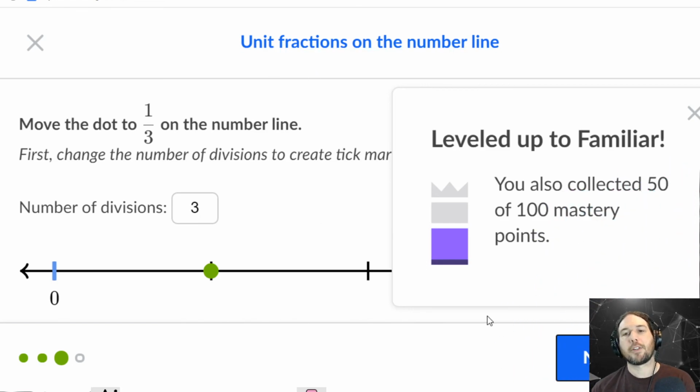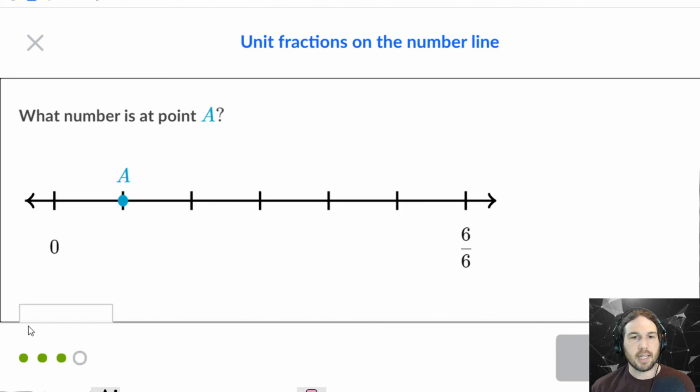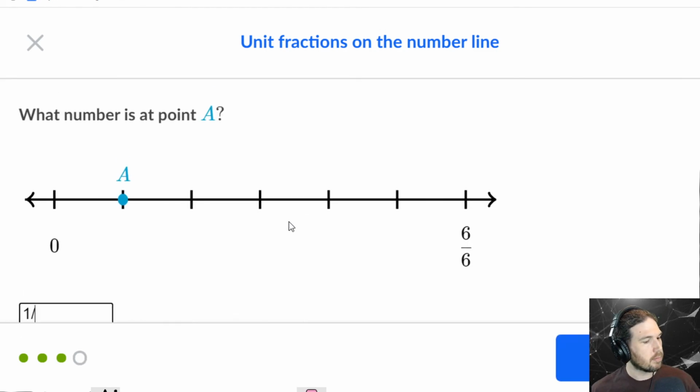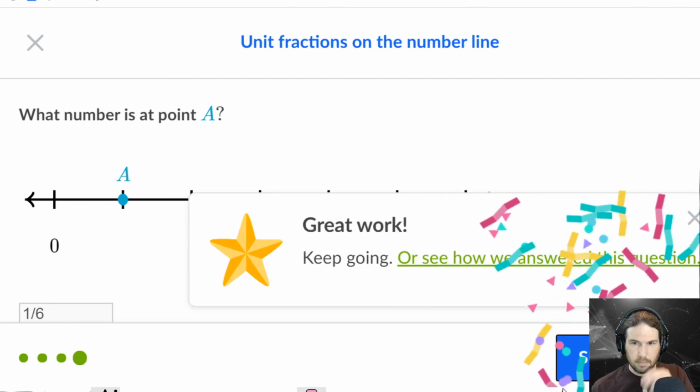Because it's unit fractions on the number line. In the next topic, it's going to be the same thing, except it's not necessarily going to be 1/3 or 1/5 or 1/6. I bet that's the way it's going to work. A looks like it's 1 out of 6. And that's that.